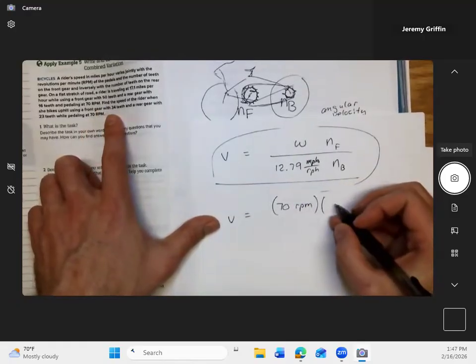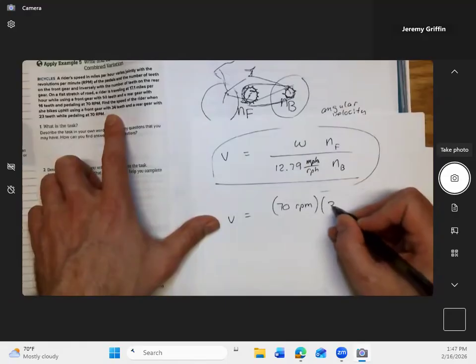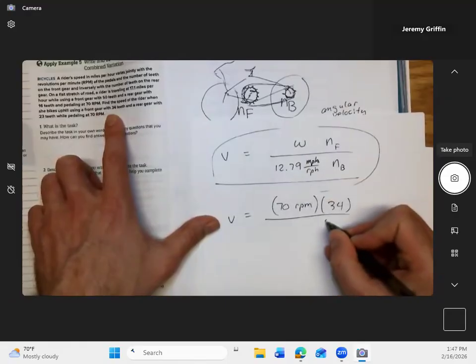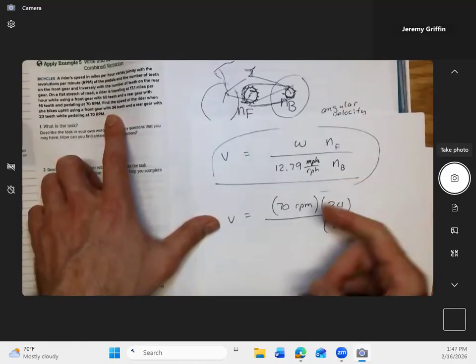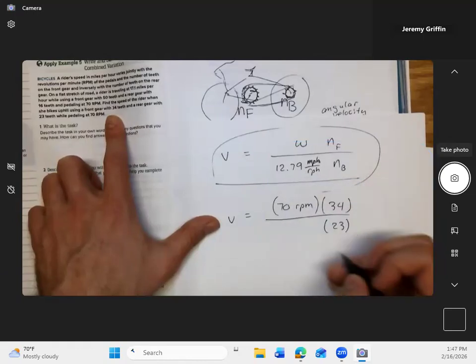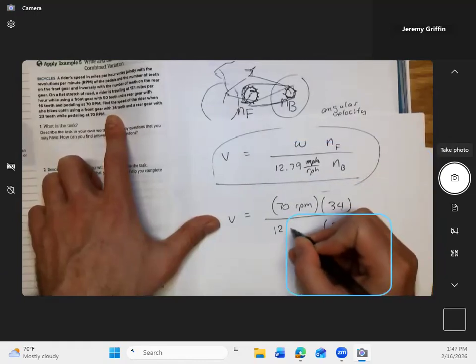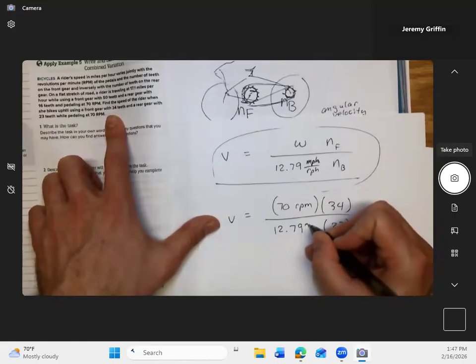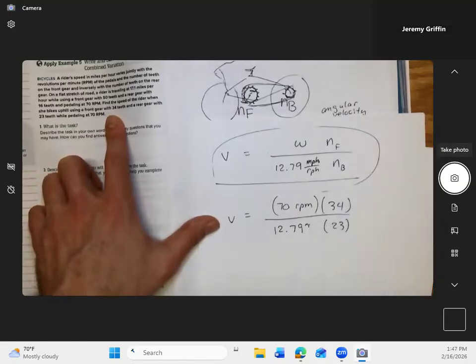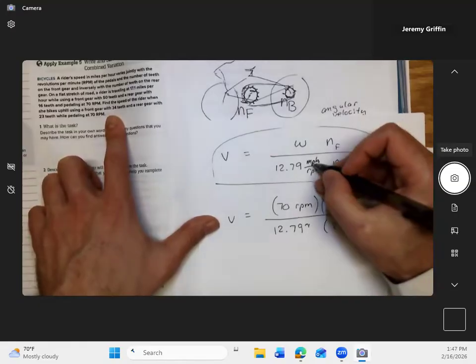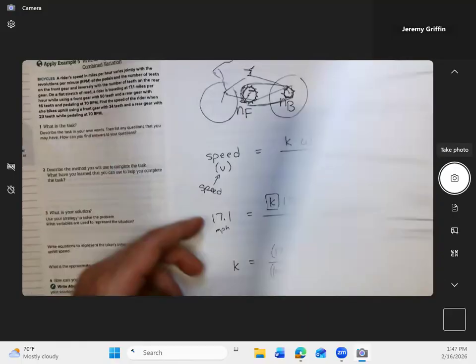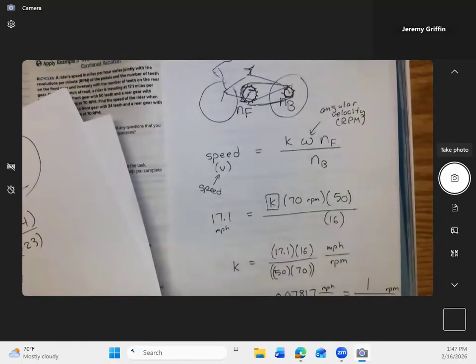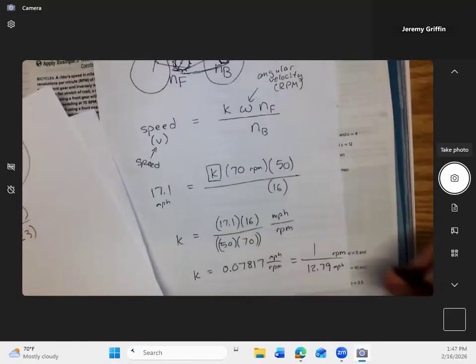The front teeth is 34. The back teeth is 23. And this K value, which I moved down here, is 12.79 in the denominator. This is miles... hold on a minute. Miles per hour. Did I get this backwards? I'm just looking at the unit over RPM. Yeah, whoops. Let me fix this.